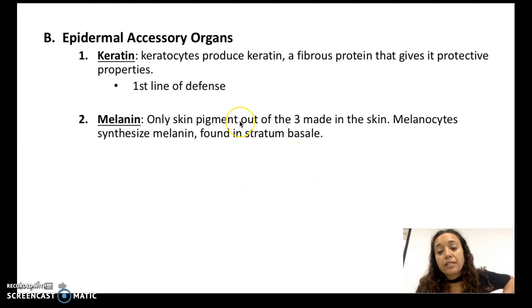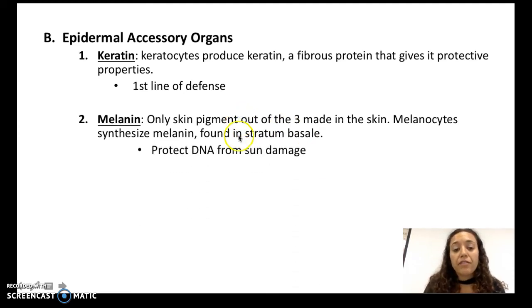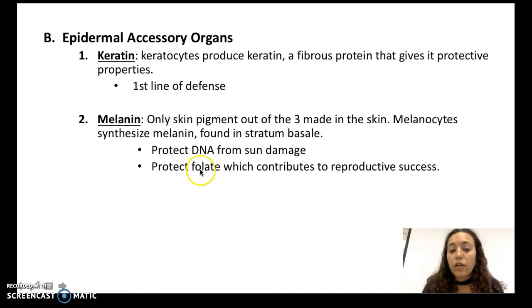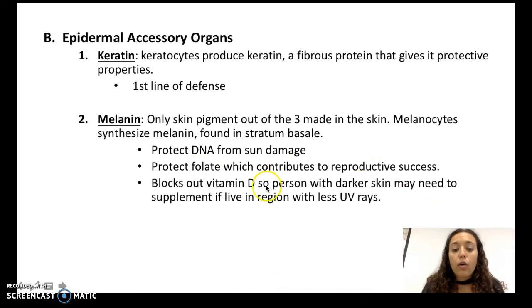Melanin is a different accessory organ, but has a different function in the fact that it's going to protect your DNA from the sun, right? It's like your own personal umbrella. You could acquire more melanin the more you're in the sun. It also will protect folate, which contributes to reproductive success, and it blocks out vitamin D, though. So this is like the negative. So melanin will also block out vitamin D. So someone with darker skin may need a supplement if they live in a region with less UV rays.